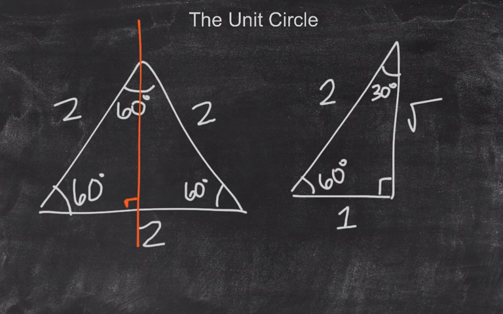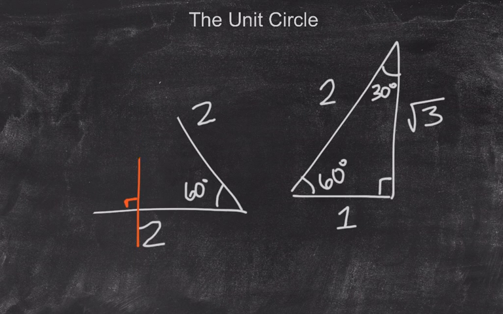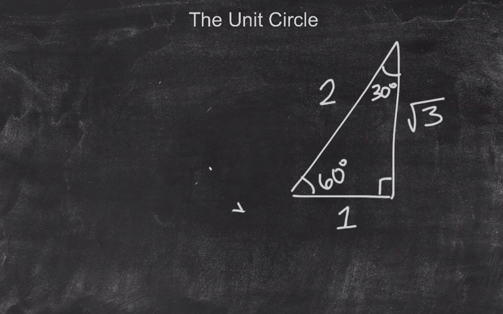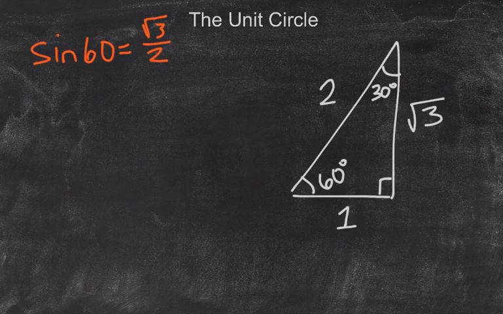I can use the Pythagorean theorem to find out that the height is the square root of 3. So using our trig ratios, we can find the sine and cosine of 30 and 60 degrees using this triangle. So the sine of 60 degrees is opposite over hypotenuse, so that's the square root of 3 over 2.